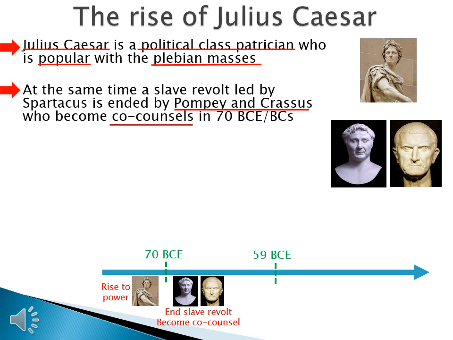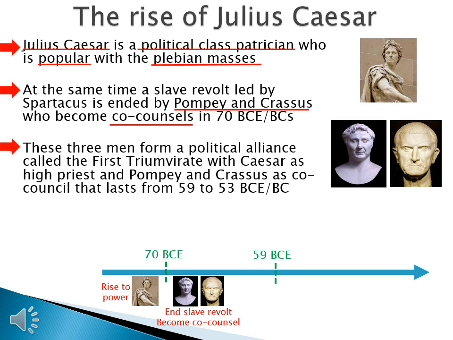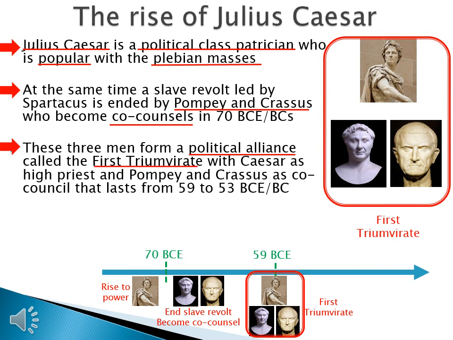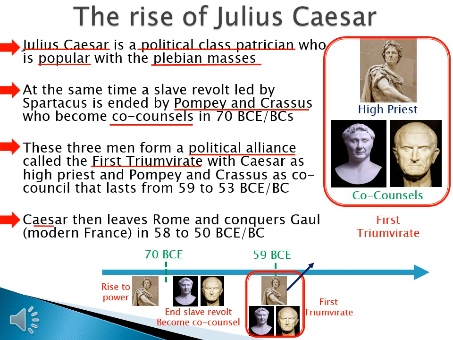These two men are now the most powerful men in Rome, but Caesar has a lot of power because he has the support of the plebeians. So these three men form a political alliance called the First Triumvirate, with Caesar as high priest and Pompey and Crassus as co-consul, that lasts from 59 to 53 BCE. Caesar then leaves Rome and conquers Gaul, which is what we know as modern-day France, in 58 to 50 BCE.